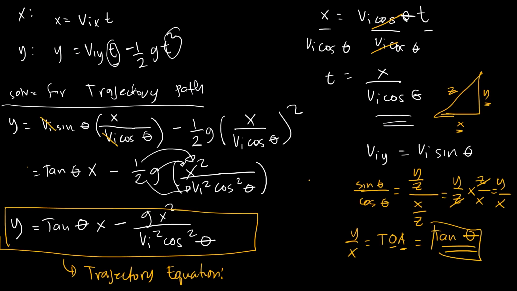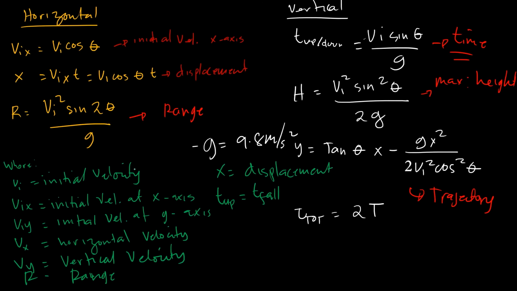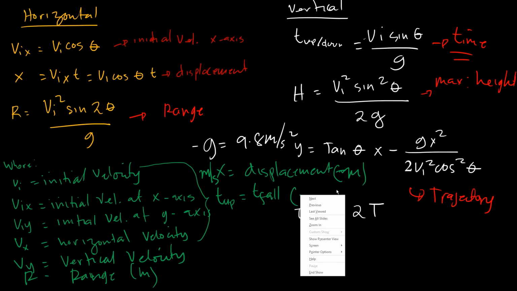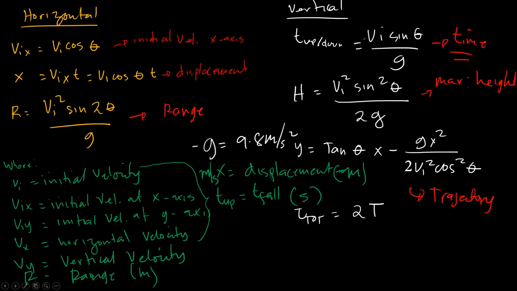Now to sum up, we will summarize our equations here. All of the velocities here have the SI unit meter per second, and the range here is in meters. The displacement here is also in meters, and the SI unit for time is seconds. So these are now the formulas that we need to memorize or need to know when it comes to projectile motion.